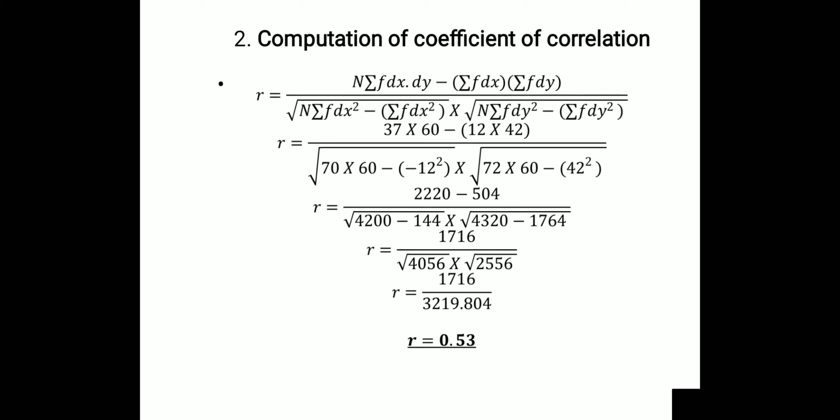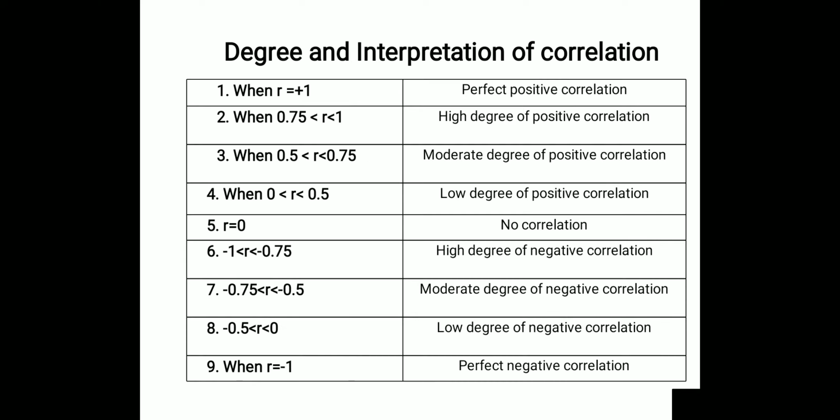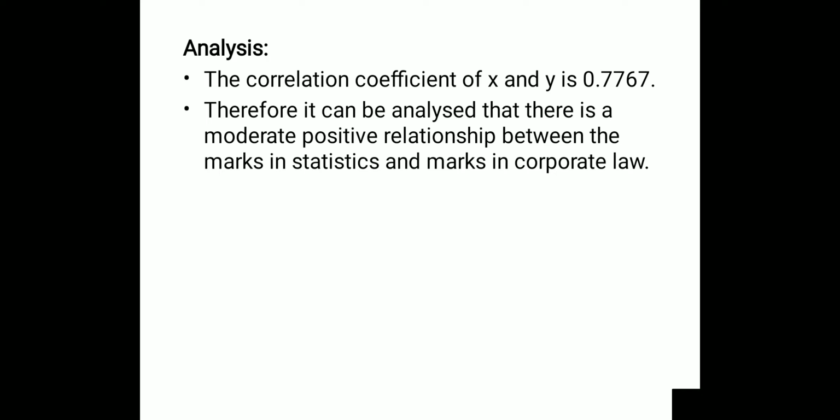Now let us move into the interpretation part. We can see that 0.5 refers to a moderate degree of correlation, and the analysis will be in this way. The correlation coefficient of x and y is 0.77. Therefore we can assume that there is a moderate positive relationship between the marks in statistics and the marks in corporate law. So the relationship between these two values is a moderate positive relationship.